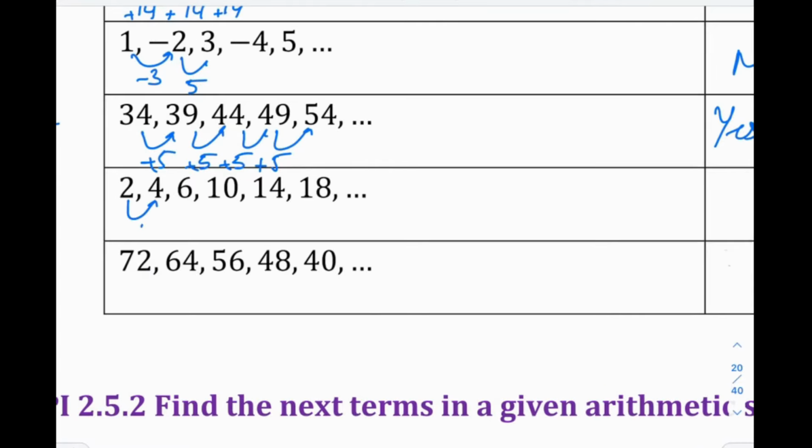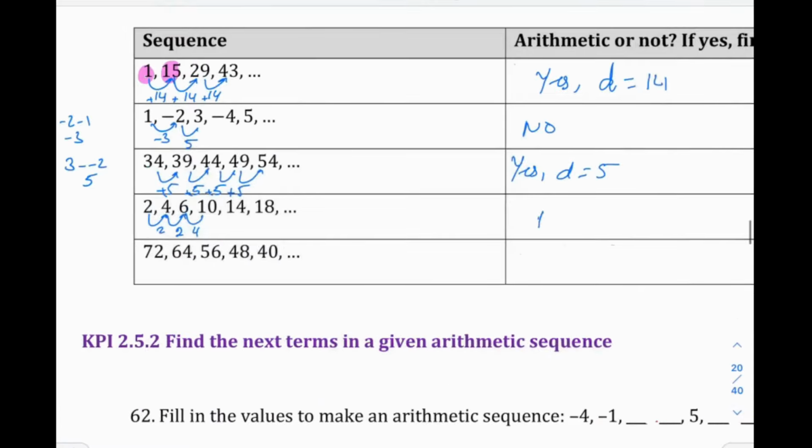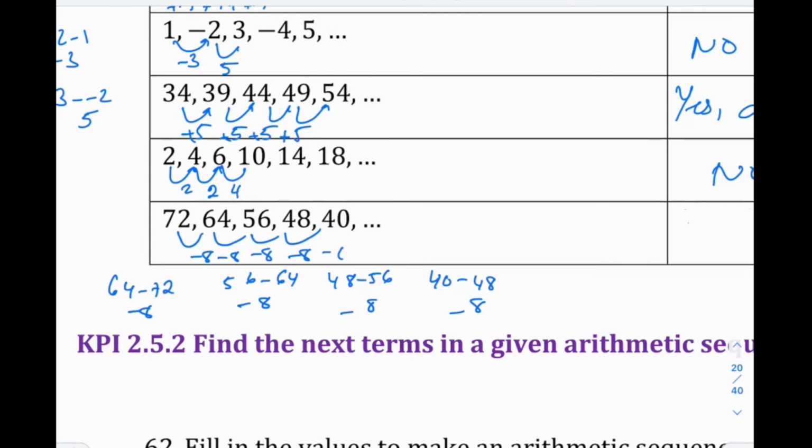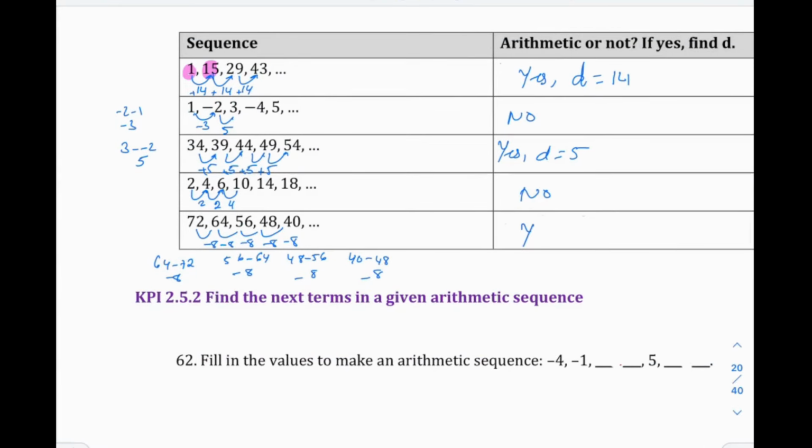This one increased by 2, then increased by 2, then increased by 4. You can check, 10 minus 6 is 4. So no, it's not an arithmetic sequence. For this one, if you subtract 64 minus 72, it is negative 8. 56 minus 64 is negative 8. 48 minus 56 is negative 8. 40 minus 48 is negative 8. So all over the sequence, we have the constant difference, negative 8. So you will say yes, and the difference is negative 8.